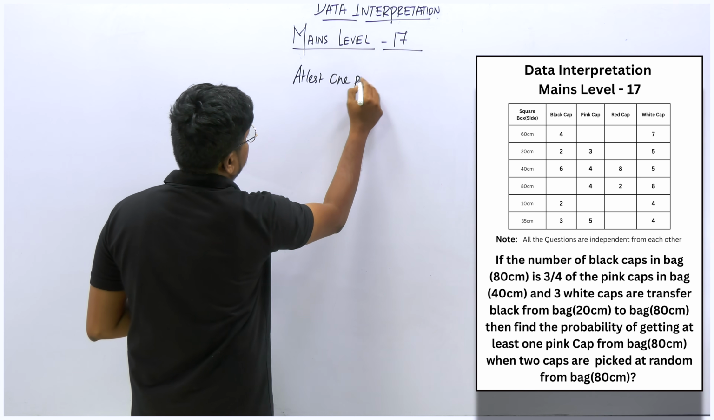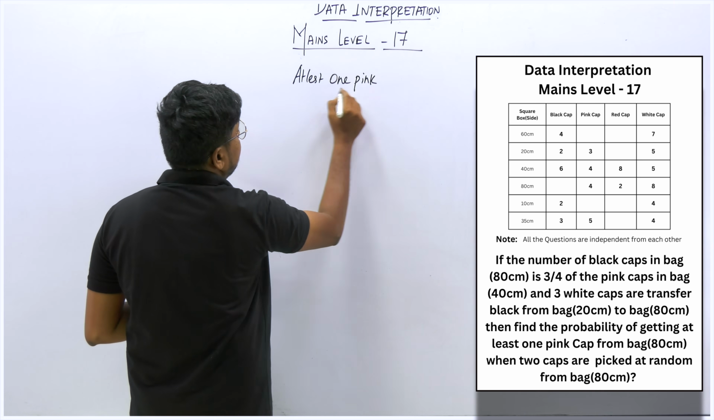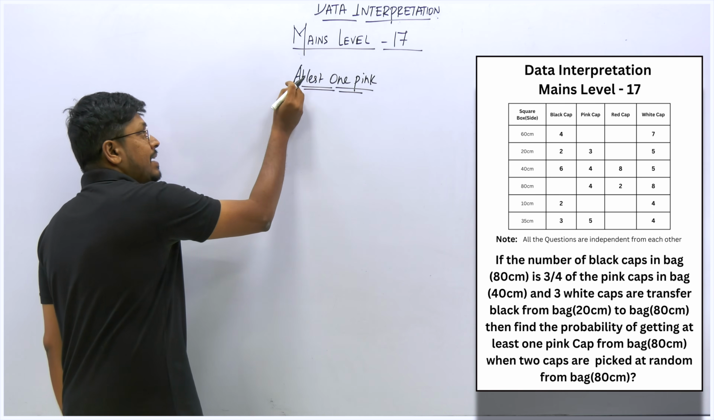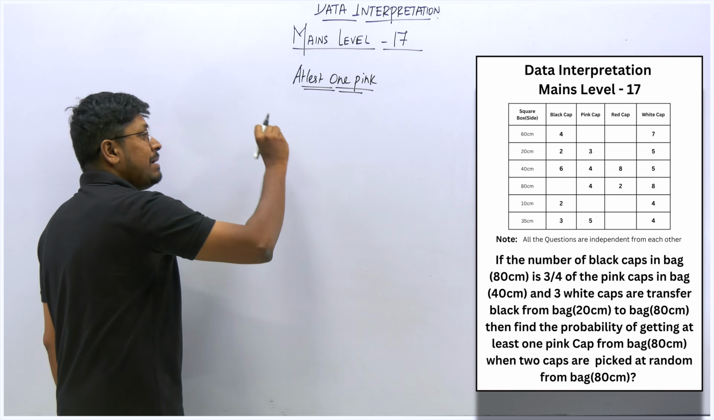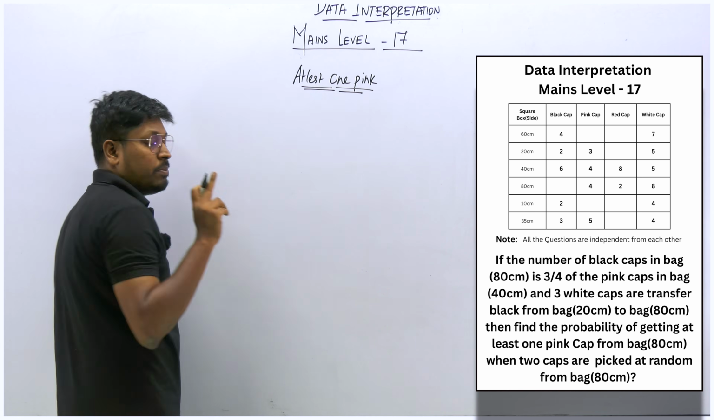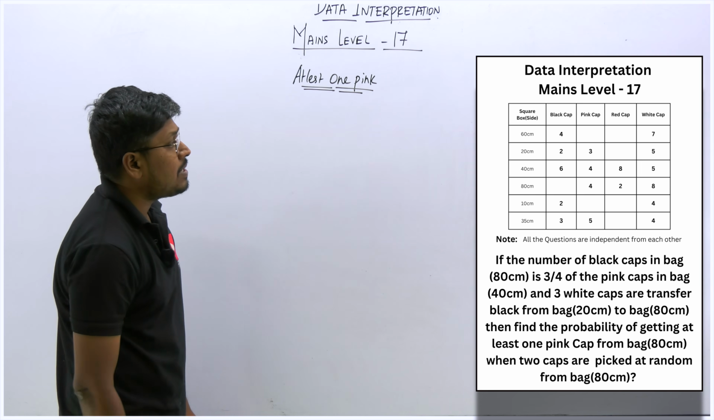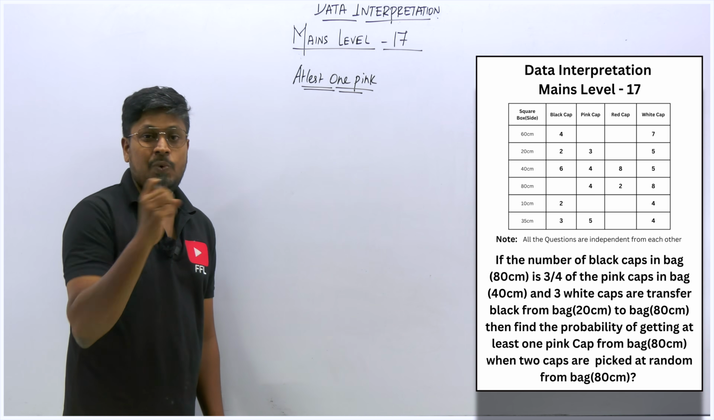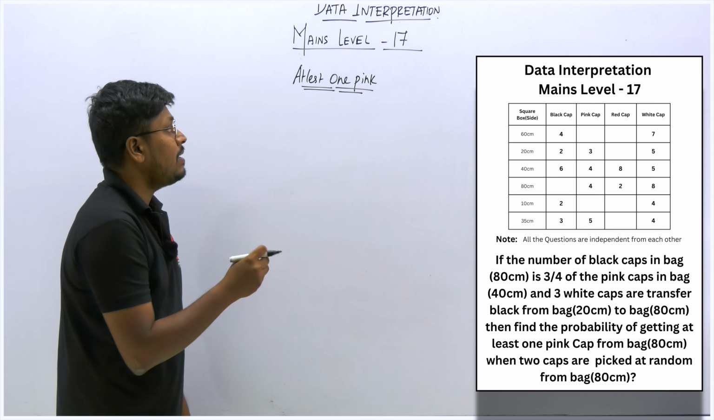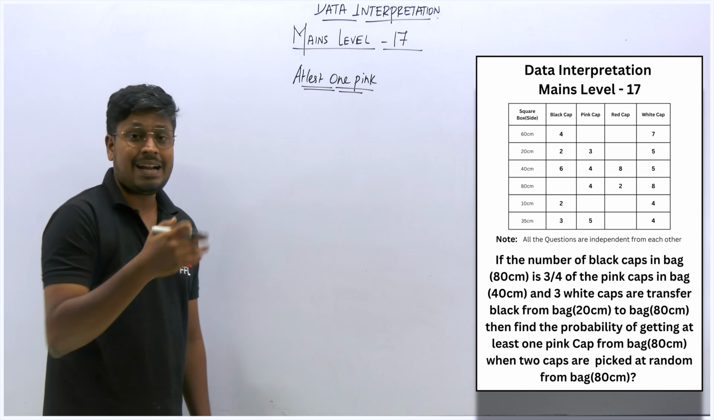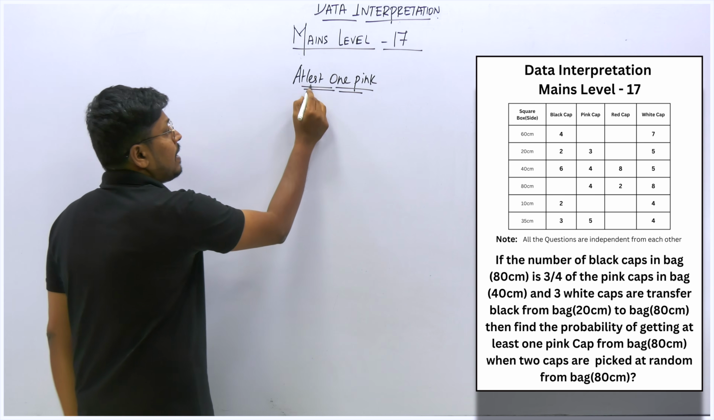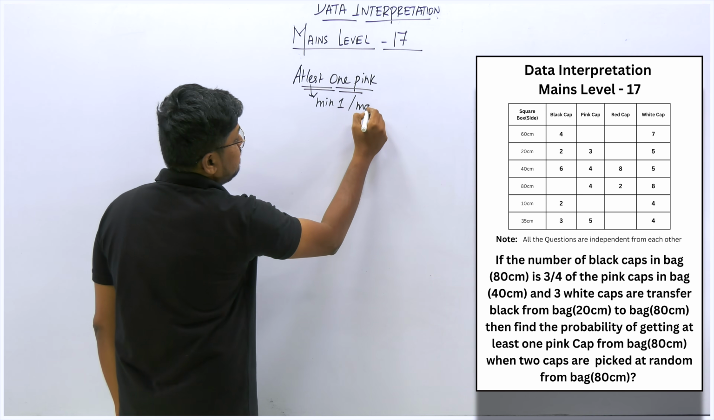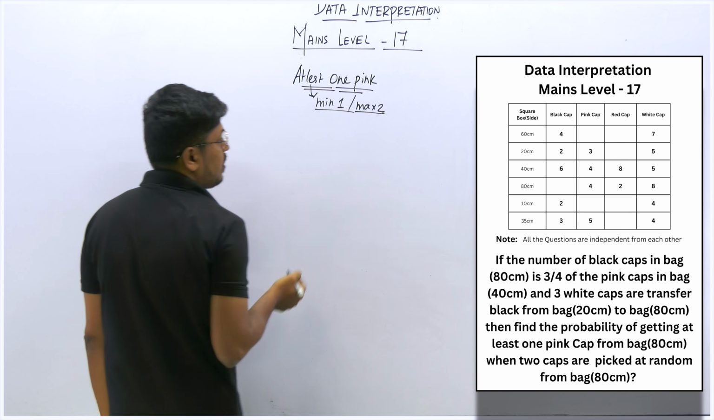If you find the word at least, I have told you many times while teaching probability, the meaning of at least is minimum to maximum. So minimum it should be one pink, and we are picking 2 caps, so totally we are picking 2 caps at random. Our target is to find the probability of getting at least one pink. The meaning of at least one is pink is minimum 1 to be pink, or else maximum 2 can be pink. This is one way of solving a question.